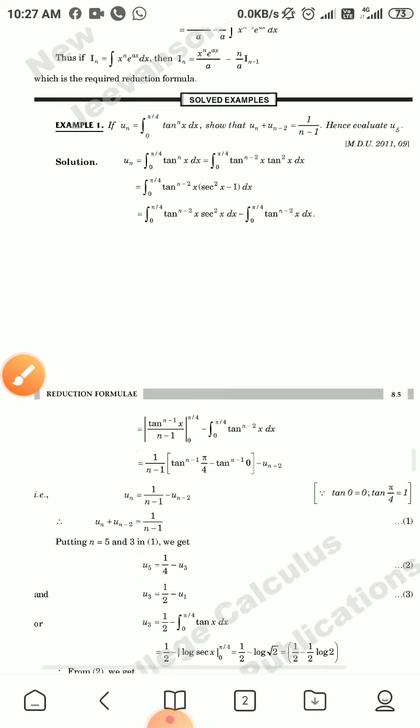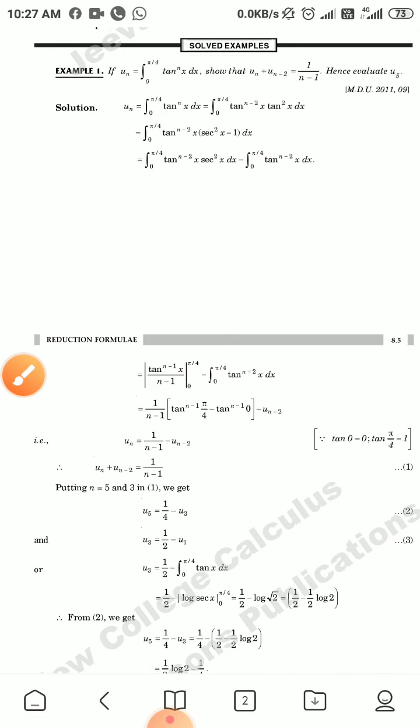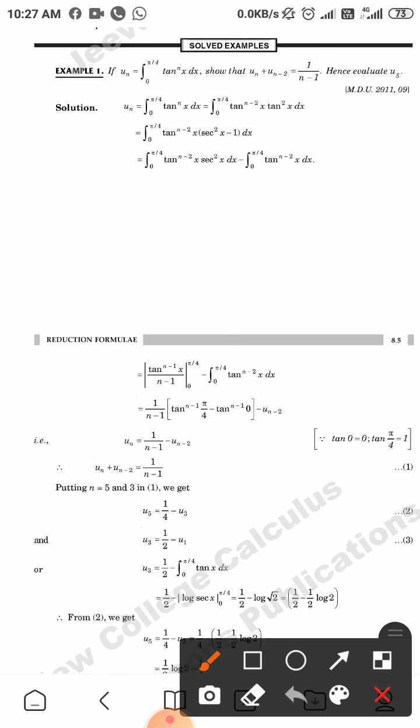Now taking some solved examples. Example first: if Un is equal to integration 0 to pi by 4 tangent raised to power n x dx, show that Un plus Un minus 2 is equal to 1 by n minus 1, hence evaluate U5.